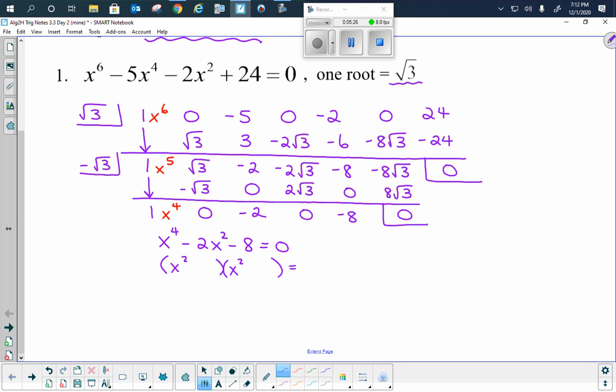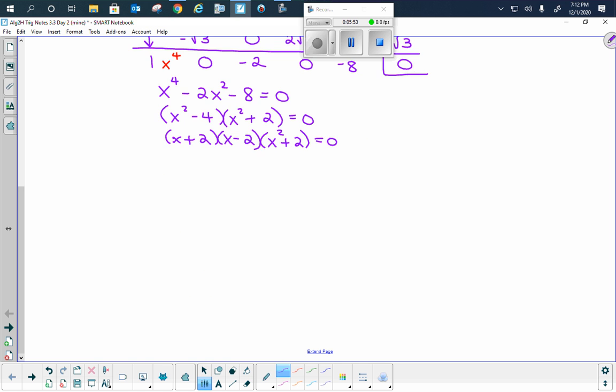Once you do that, the numbers to give you the 1, the negative 2, and the 8 would be, let's see, negative 4 and plus 2. So this factor is a difference of perfect squares: x plus 2, x minus 2, times x squared plus 2. We know the difference of perfect squares factors that way. The sum of perfect squares, like we've talked about before, only factors with an imaginary number.